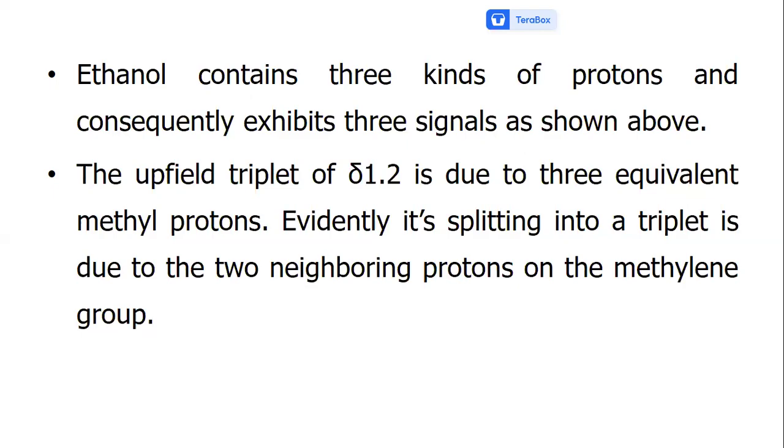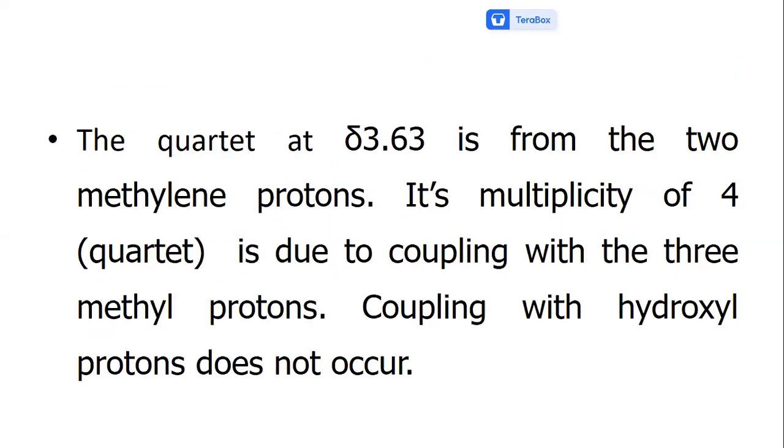Ethanol contains 3 kinds of protons and consequently exhibits 3 signals as shown above. The upfield triplet at delta 1.2 is due to 3 equivalent methyl protons. Evidently, its splitting into a triplet is due to 2 neighboring protons on the methylene group. The quartet at 3.63 is from the 2 methylene protons. Its multiplicity of quartet is due to coupling with the 3 methyl protons.